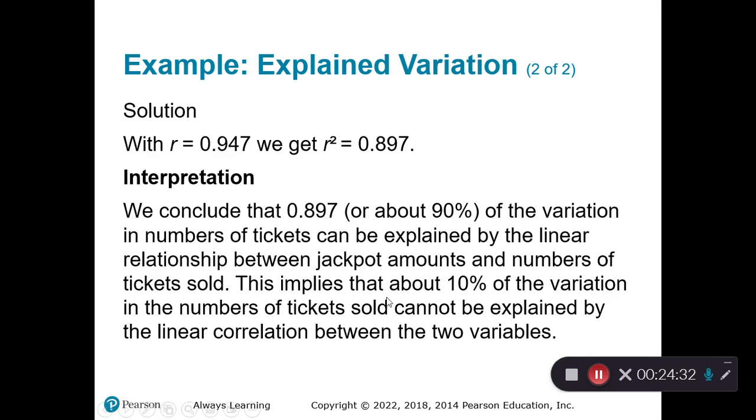We say that about 90% of the variation in the ticket sales can be explained by the linear relationship between the jackpot amounts and the number of tickets sold. In other words, about 90% of the fluctuation in those values can be explained by the relationship between the two variables. That means that another 10% of the variation has to be attributed to other factors.